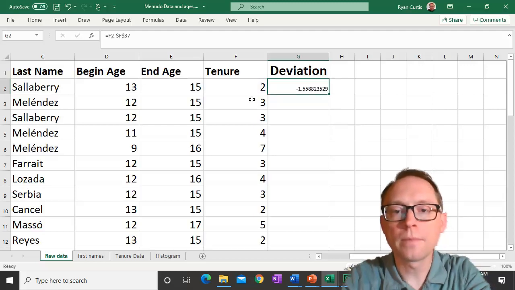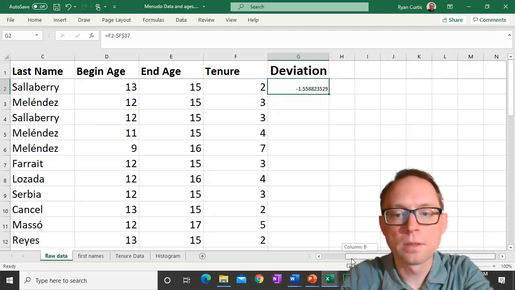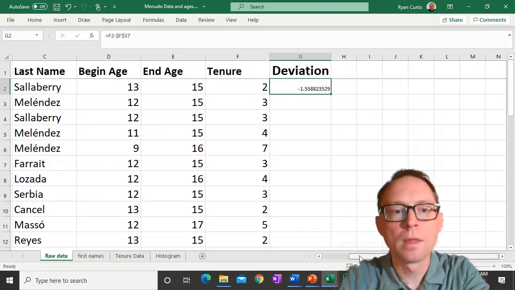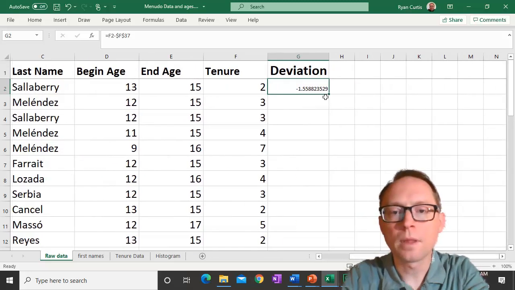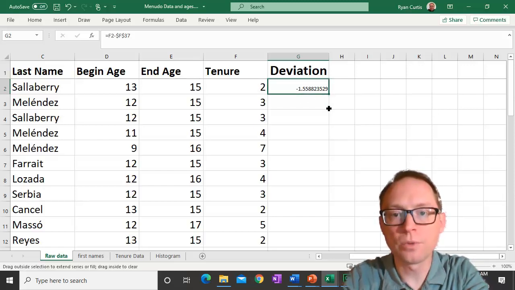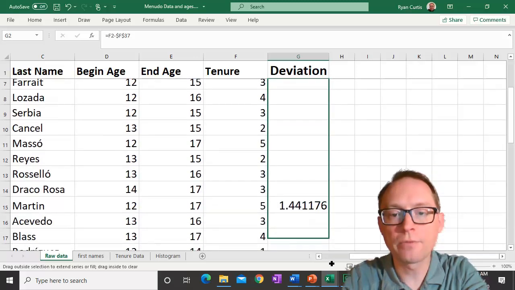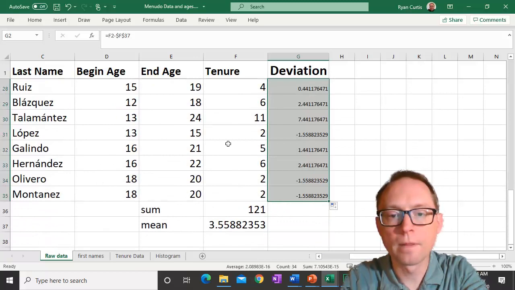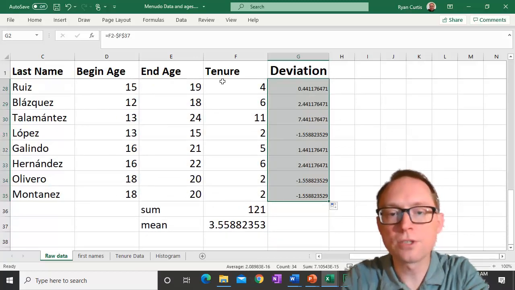All right? So this person's deviation, so this person is Nefti Sayaberi. Nefti Sayaberi has a deviation of negative 1.55 because the average is 3.56 and they have 2, right? So negative 1.56 is this person's deviation. We can get the deviation then for everyone. Everybody. This is the deviation for everybody.